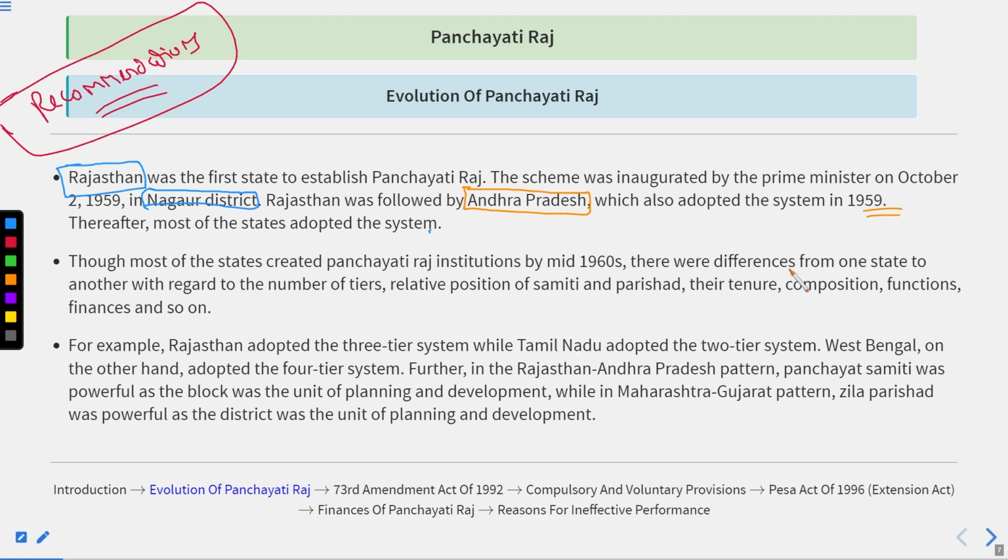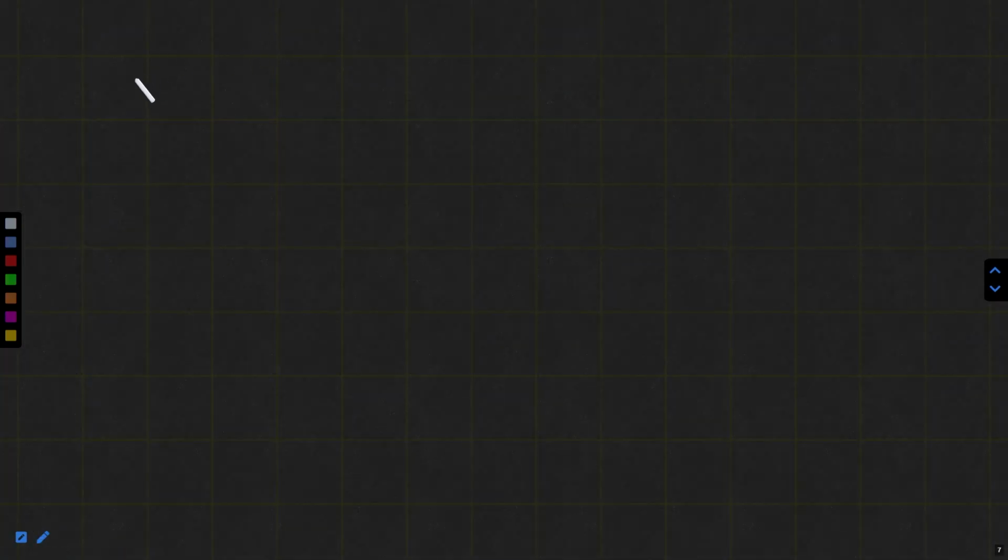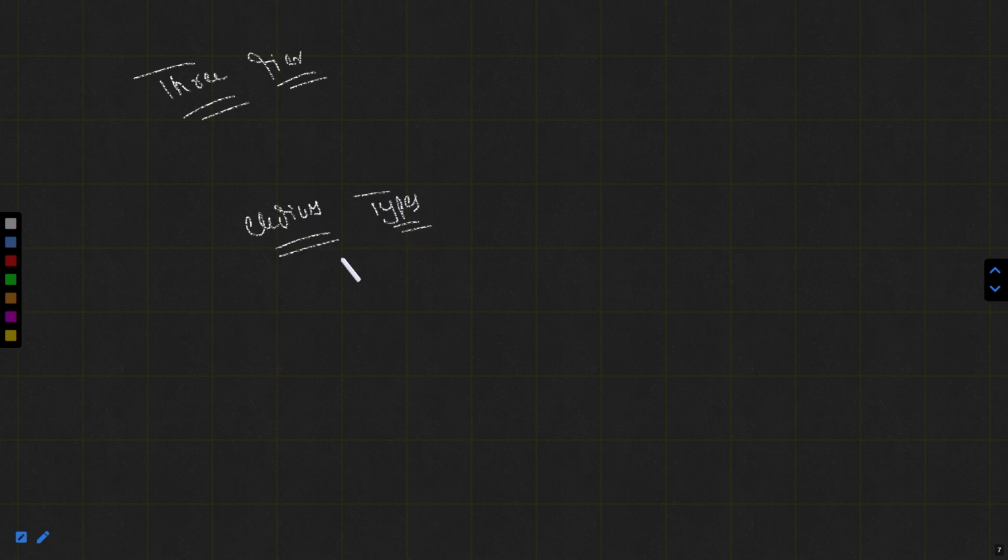Thereafter, most of the states adopted the system again. Most of the states created the Panchayati Raj institutions by the mid 1960s. There were differences from one state to another with regard to the number of tiers. Basically, they promised a three-tier government. Now I'm going to ask you another question: what were the three tiers the Balwant Rai committee presented, and what are the election types for them? You have 30 seconds to think about it. Then I will give you the answer, and your time starts now.